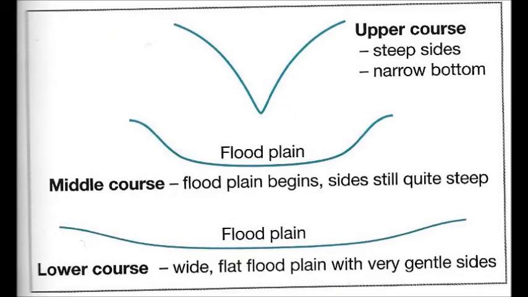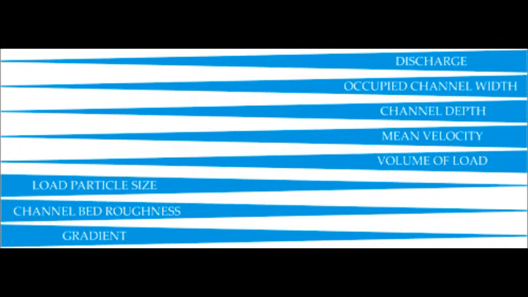The other kind of change is a change in the cross profile, also known as the valley shape. Put simply, the valley is V-shaped in the upper course and almost flat by the lower course, as this diagram shows. And finally, the Bradshaw model summarizes the changes to river characteristics from source to mouth down the long profile.